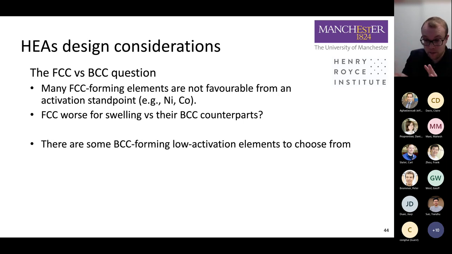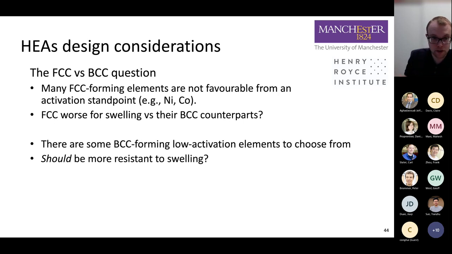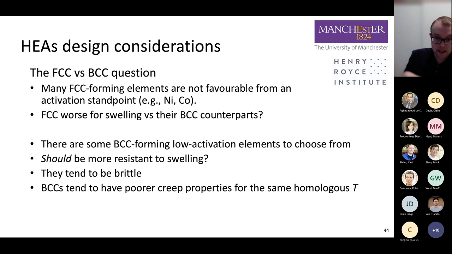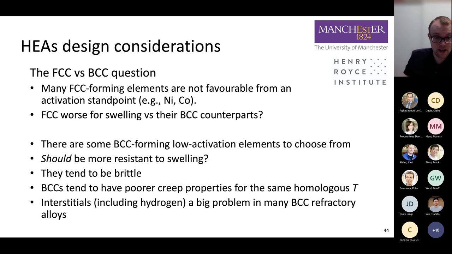In terms of the BCC, then, there are some BCC low activation elements to choose from. That's a good thing. They should in theory be more resistant to swelling, although actually the jury is still very much out on that front. I mean, if you have vanadium iron alloys, for instance, they've been shown to swell a lot. Problematically though, they tend to be brittle, they tend to have poor creep performance at the same homologous temperature, and interstitials in body center cubic, in particular body center cubic refractory alloys, are a real problem. Hydrogen, carbon, et cetera, are a real problem.